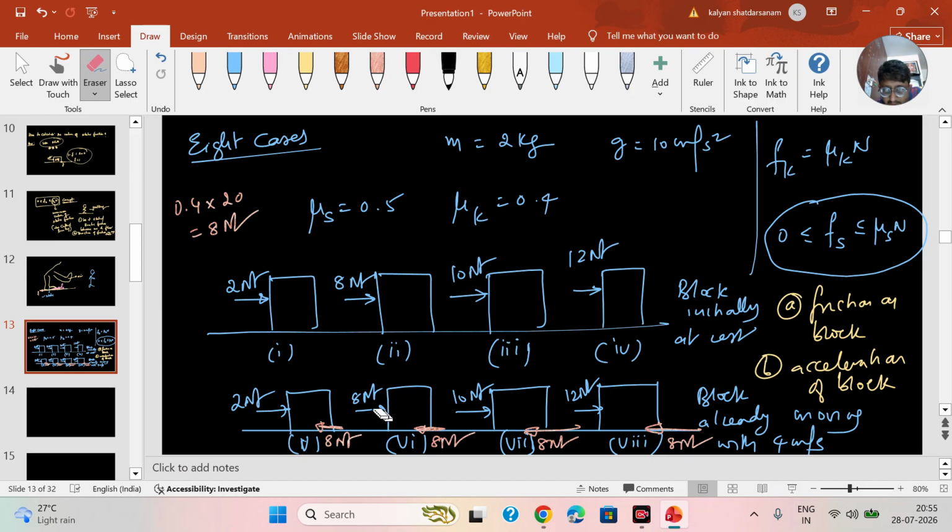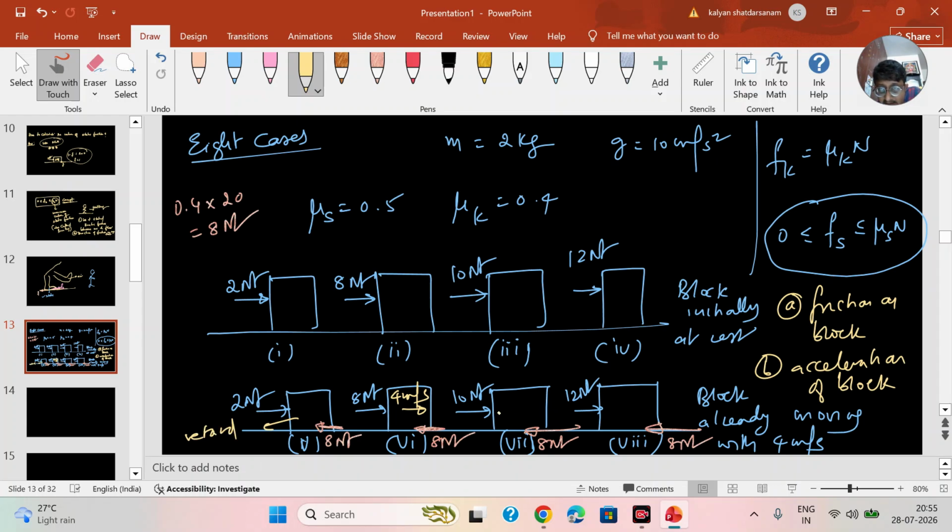What about this case, case 6? 8 Newton, 8 Newton, net force is 0. Now we should go to Newton's first law. When net force is 0, the body will do whatever it is doing, and it was moving with 4. So it continues to go with 4 meters per second. So this is a very classic case where the block continues with 4 meters per second forever. This is the case where it will retard.